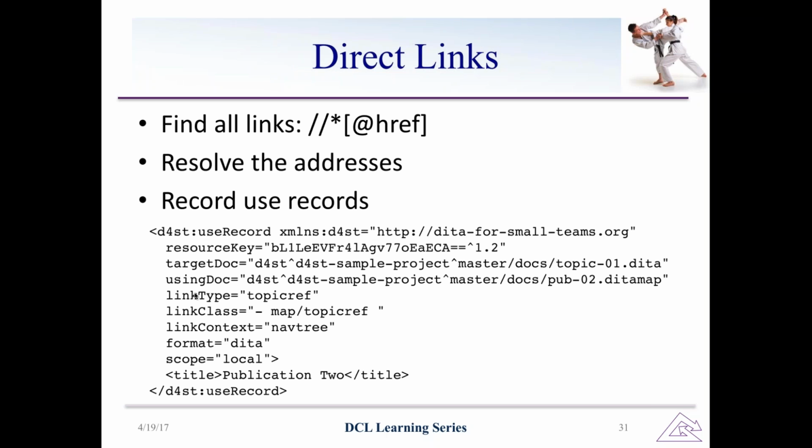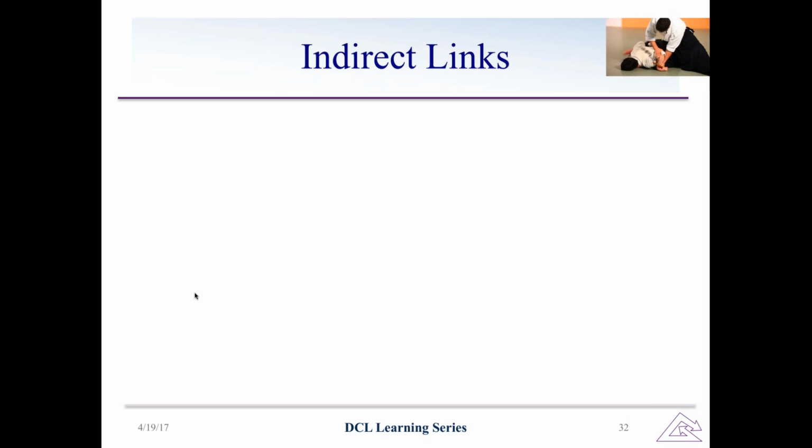All right, so implementing direct links is pretty straightforward. You just find all the links, you resolve the addresses, because they're just URLs, and then you create the use records. This is what my reuse record looks like.